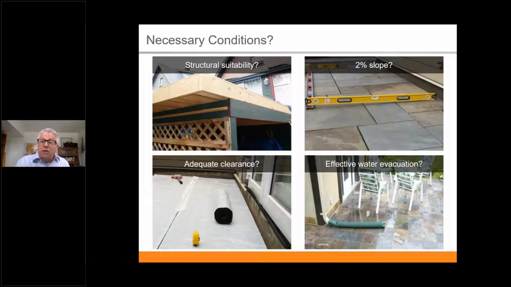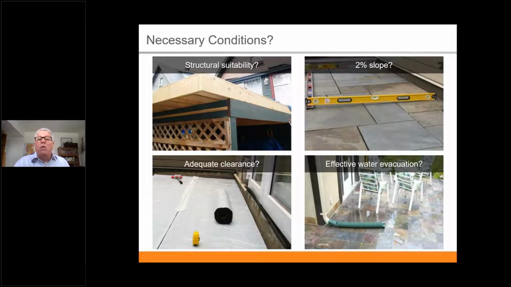So can we handle the load? Do we have adequate slope away from the structure and or to the drains if there's drains that are located in the surface? So we need 2% slope. That's about a 1/4 inch per foot. So if you have a 12-foot deep deck away from the structure, you're going to have 3 inches of fall from the structure away to the edge if that's where you're actually sloping the thing. So you have to put all that into consideration.